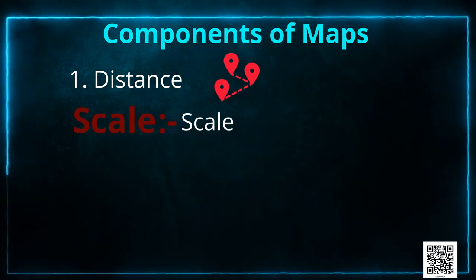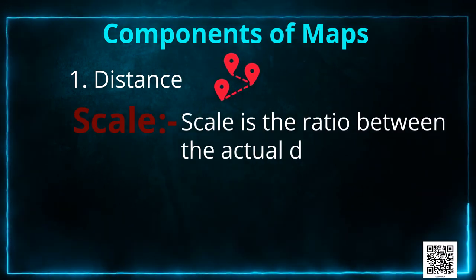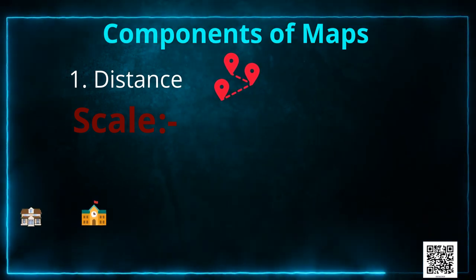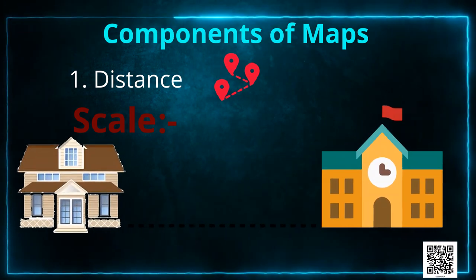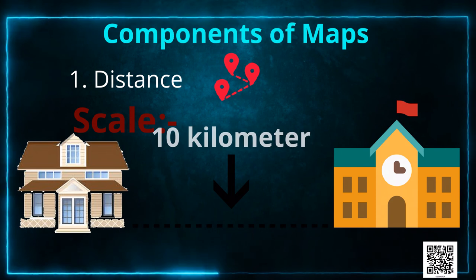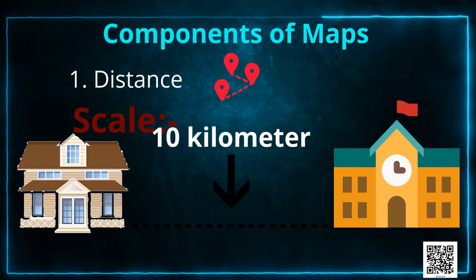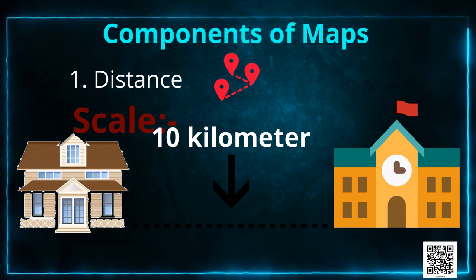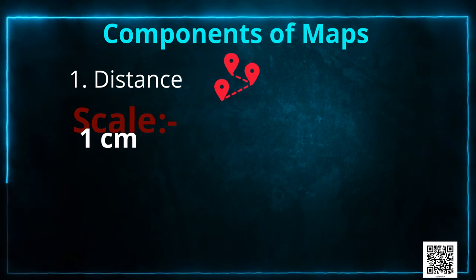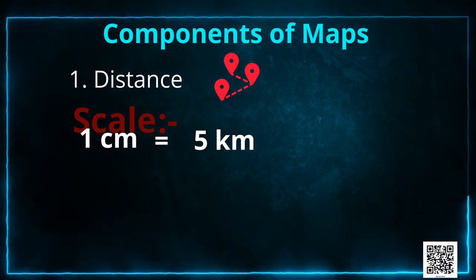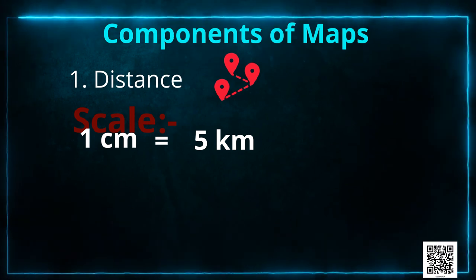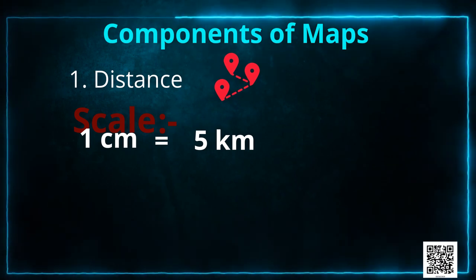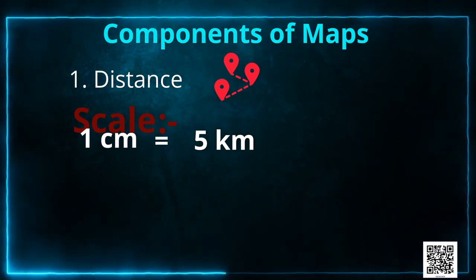Scale. Scale is the ratio between the actual distance on the ground and the distance shown on the map. For example, the distance between your school and your home is 10 km. If you show this 10 km distance by 2 cm on a map, it means 1 cm on the map will show 5 km on the ground. The scale of your drawing will be 1 cm is equal to 5 km. Thus, scale is very important in any map.